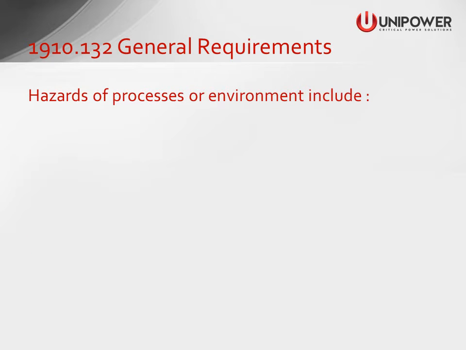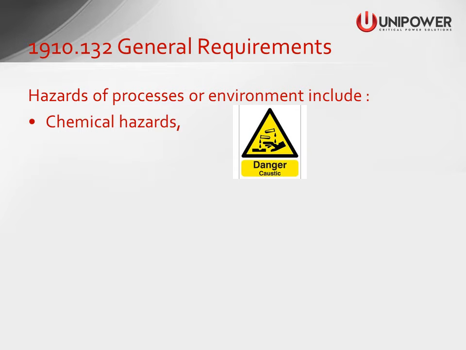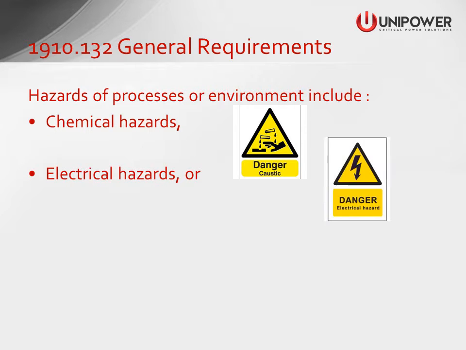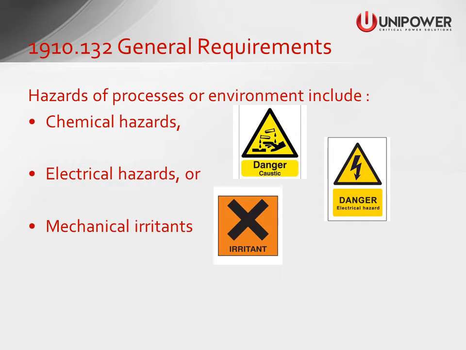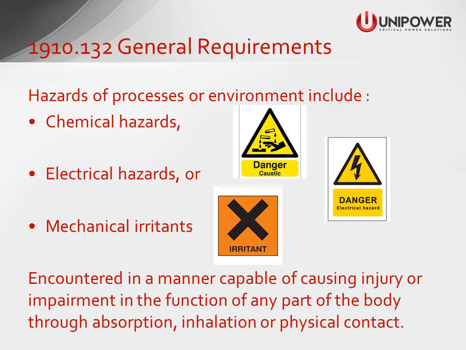Hazards of process or environments include chemical hazards, electrical hazards, or mechanical irritants. These hazards are encountered in a manner capable of causing injury or impairment in the function of any part of the body through absorption, inhalation, or physical contact.